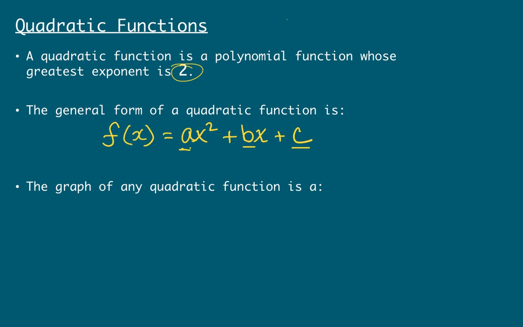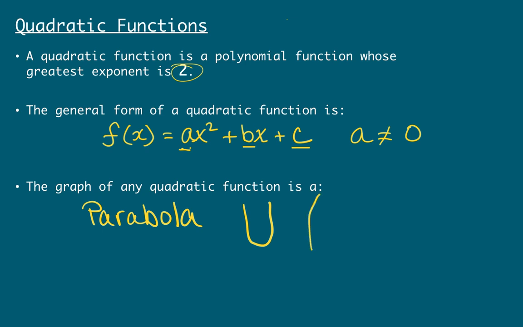So there will always be an x squared term. So a cannot be a 0. If a were a 0, there would not be an x squared term, and therefore we would have a straight line. The graph of any quadratic function is what is called a parabola, which is a U-shaped graph, and that U-shaped graph can be either a maximum or a minimum style graph. It can go up or it can go down, and we'll take a closer look at those as we move forward.